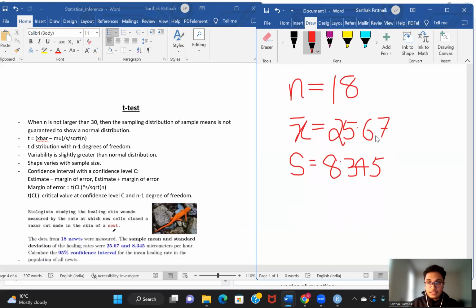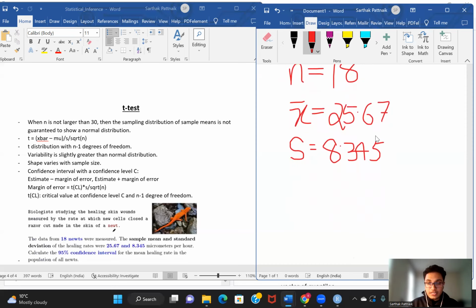Now, with these details in mind, let us go ahead and let us calculate the confidence interval. Now we know the confidence interval for t-test is X bar plus and minus T critical times S divided by square root of N. First, let us calculate T critical.